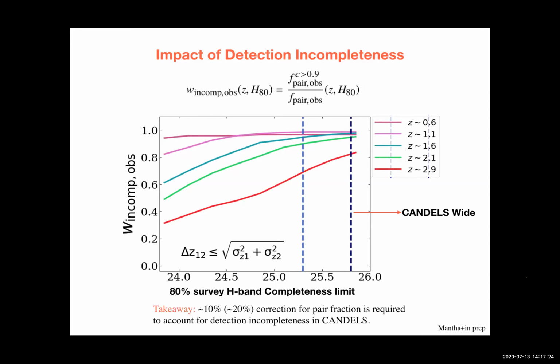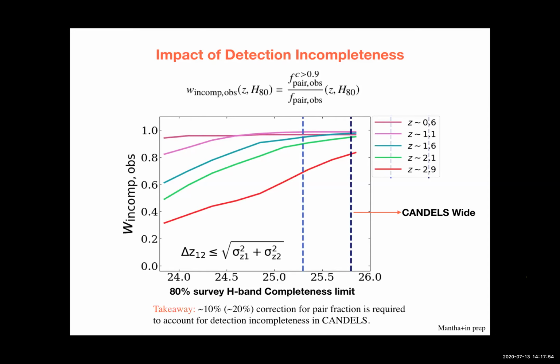So I'm quantifying this W incomp as a function of survey detection limit. So in principle, if you have a survey and you want to apply a correction factor, you could basically read off this plot and try to correct for it. The punchline from this plot is that the dashed dark blue line corresponds to the CANDELS wide depth, 80% survey limit. And basically 10 to 20% correction is required for the pair fractions at the highest redshifts.